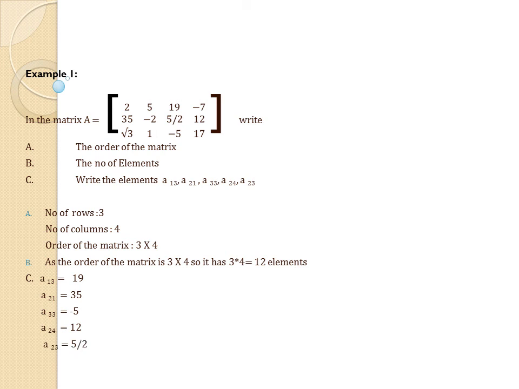Last one, A23. 2 means this row, and 3 means first column, second column, and third column, that is 5 by 2. So I am done with this problem. Okay, very easy. Next, let's go to the next one.